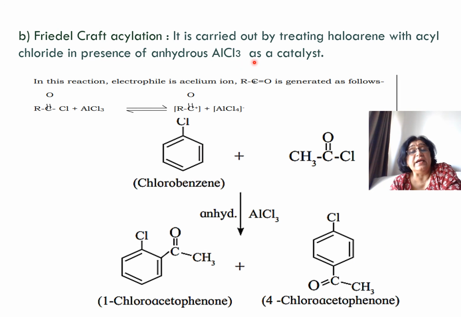Then Friedel-Crafts acylation reaction. So when haloarene is treated with acyl chloride in the presence of anhydrous aluminum chloride, the acyl chloride is RCOCl plus AlCl3. So what is formed here? RCO+ and AlCl4-. So acylium ion is formed. This acylium ion attacks on the ortho and para position, and it forms 2-chloroacetophenone or 4-chloroacetophenone. Clear? Okay, thank you.